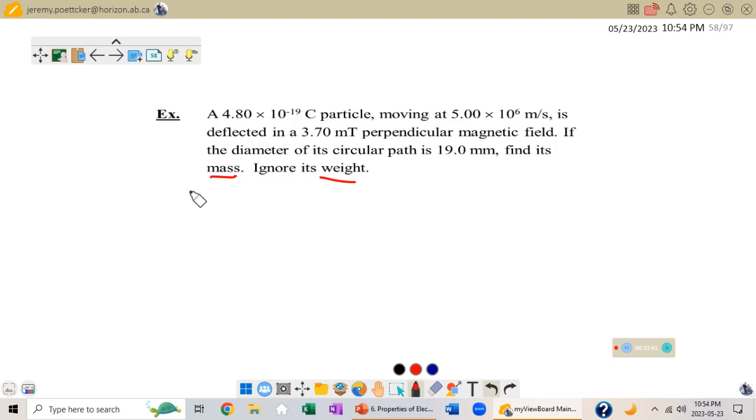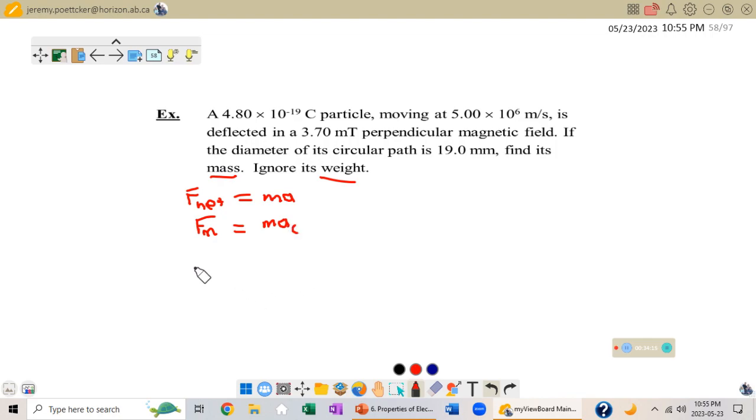Okay. I'm going to work through it step by step here for you. So if you need hints, you can kind of look. This is unbalanced forces because it is moving in circular motion. The only force acting on it is a magnetic force. This is Fm, and the type of acceleration we've got here is centripetal acceleration.